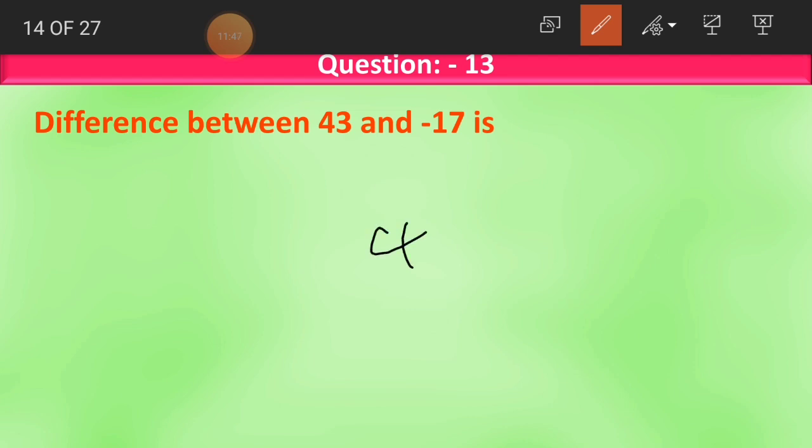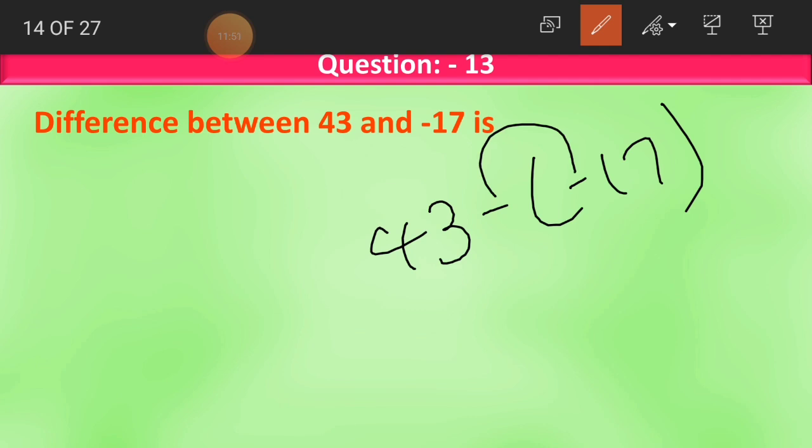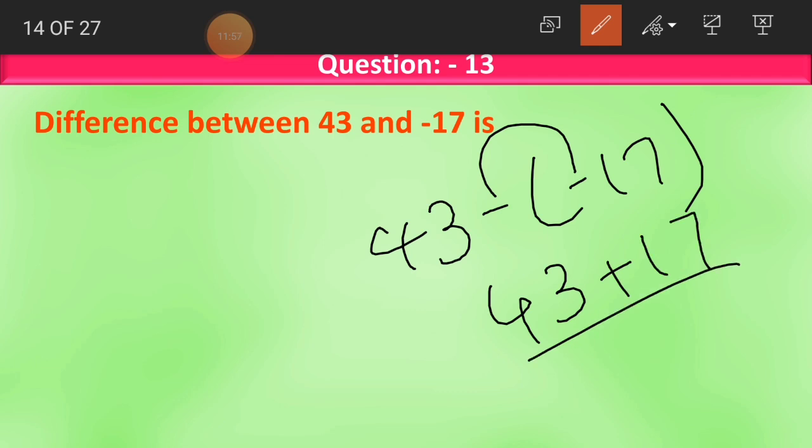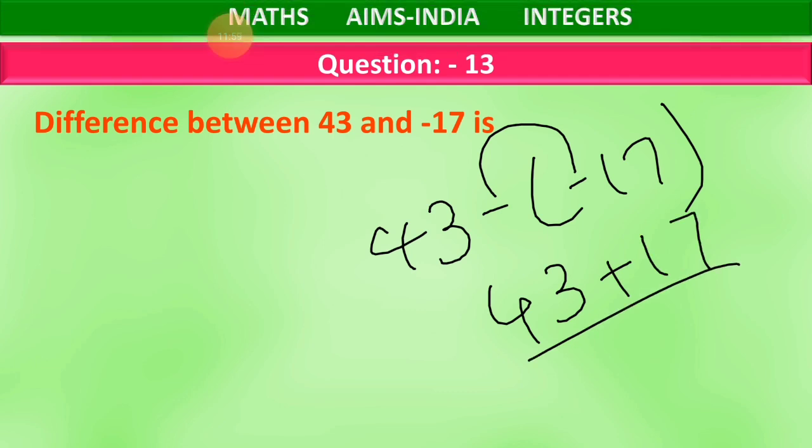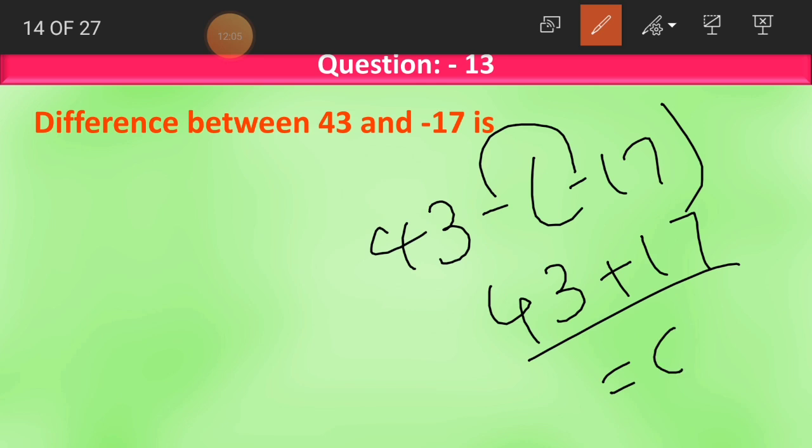As I said, difference, 43 minus of minus 17. Minus into minus, same signs. When we multiply same signs, the answer will be plus. So 43 plus 17. We know 43 plus 17. How do we add it? We add them as whole numbers, which we do normally. The answer will be what? The answer will be 60.